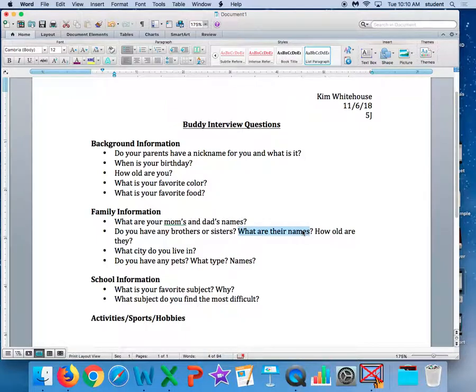Second rule, you may not ask any questions about their friends. I do not want their friends in this at all as far as specific names. Now, if you want to say, what do you like to do after school? And they say, I like to play with my friends, fine. But I do not want, who are your best friends? Nope, we're not listing student names in this.